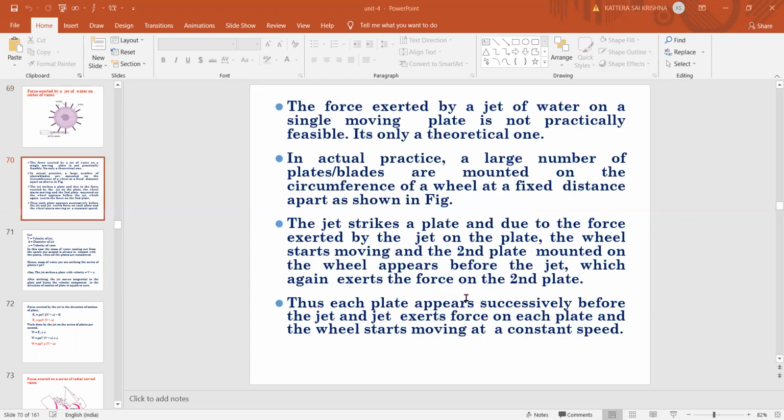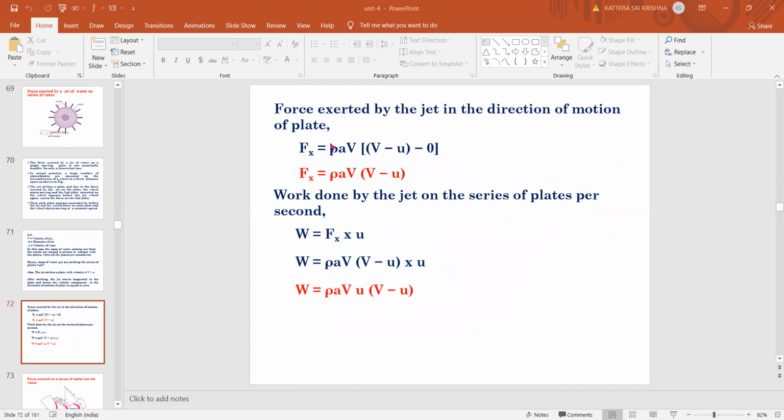So force Fx equals mass flow rate, and mass per second is rho a v for the series of vanes, into initial velocity, which is v minus u, minus final velocity in the jet direction, which is 0. So finally we get the force exerted by the jet on the series of blades as Fx equals rho a v into v minus u.